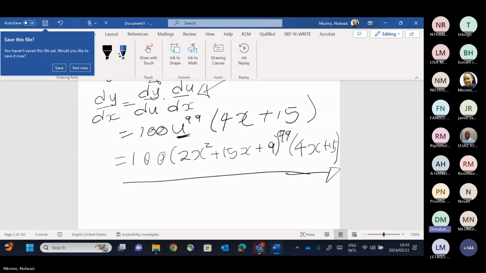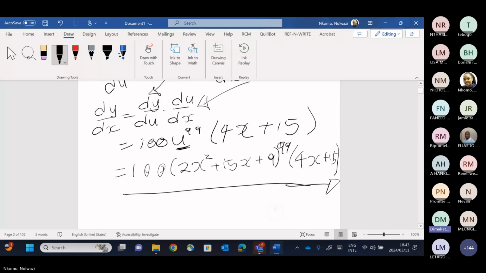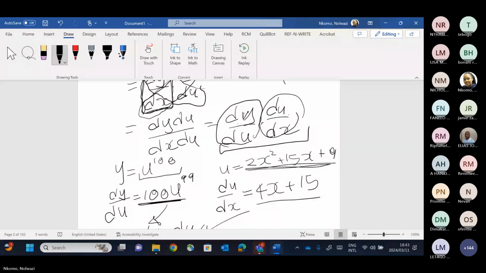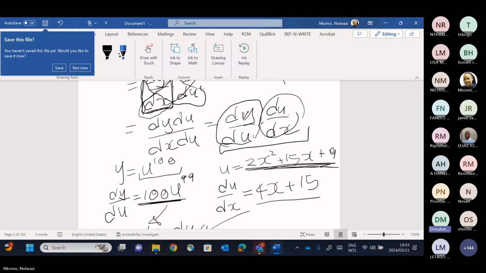Hi, ma'am. I just have one question. Where did you get the 4x plus 15? I differentiated this function. Oh, okay. I didn't see that.